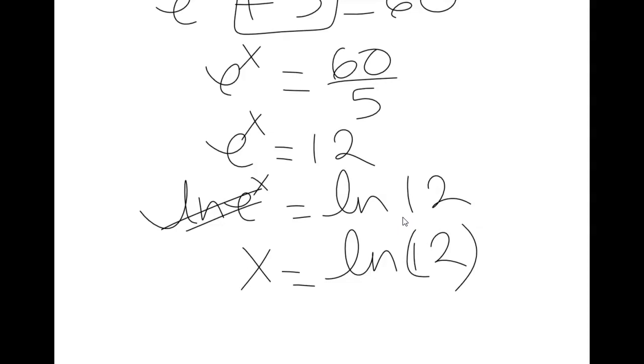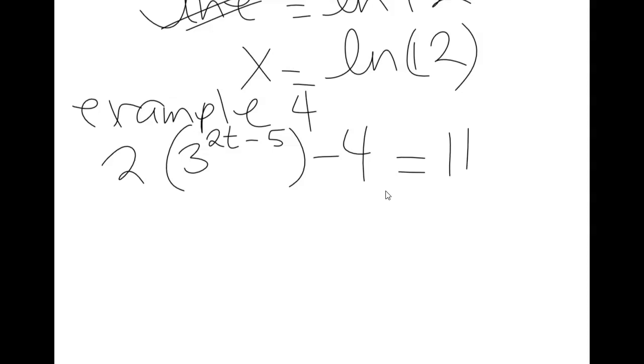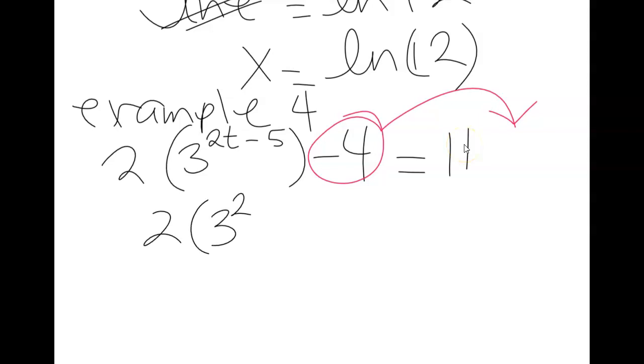Okay, so I'm going to go ahead and copy example 4. And that is 2 times 3 to the power 2t minus 5, minus 4 is equal to 11. So here we're going to use some steps. First, we need to take this minus 4 across. So it's subtracting to the expression that has the variable, the unknown variable, so I need to take it to the right side. So then we have 2 times 3 to the power 2t minus 5 is equal to 11 plus 4. Then, of course, we add those numbers, 15.